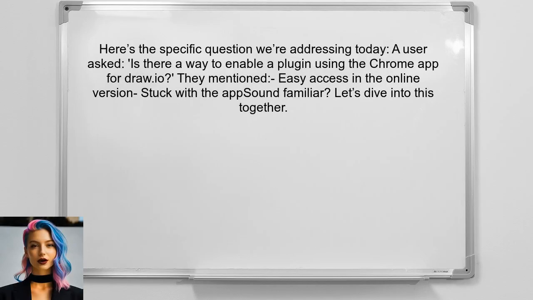Here's the specific question we're addressing today. A user asked, is there a way to enable a plugin using the Chrome app for Draw.io? They mentioned how easy it is to do this in the online version, but they're stuck with the app. Sound familiar? Let's dive into this together.